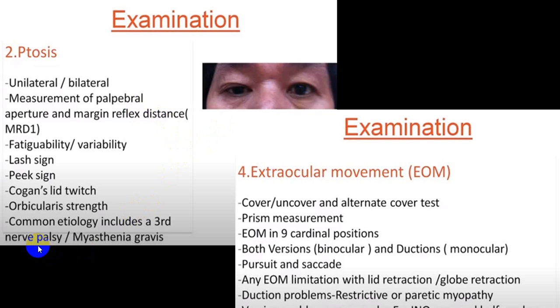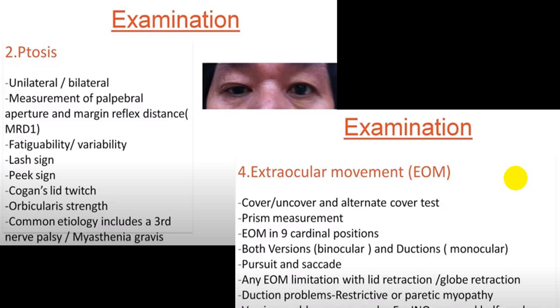So look for the third cranial palsy, myasthenia gravis, etc. Look for the extraocular muscle movement. If superior rectus, inferior rectus, medial rectus and inferior oblique are being paralyzed, unopposed action of superior oblique and lateral rectus will push the eye downwards and outwards. That will give you a classical sign.